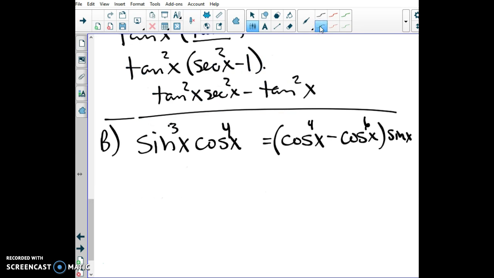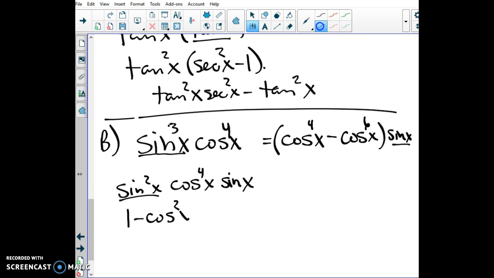We're going to work on the right side here. We're going to rename sine cubed x. We're going to call it sine squared x, cosine to the fourth x, and that final sine x at the end. I think you can see where we're going with this. And I'm going to rename sine squared as 1 minus cosine squared x. I've just renamed this first part. We're going to multiply that by cosine to the fourth x. That's this guy coming down, and sine x.